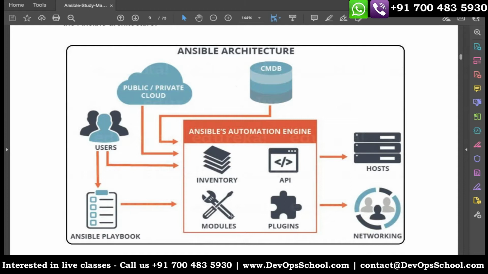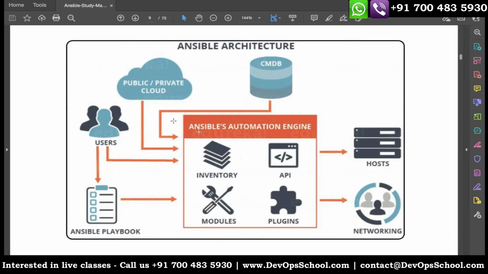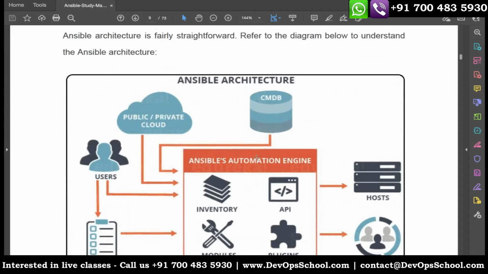Module is nothing but inbuilt Python files that are used to perform some tasks. API will be used to communicate with the cloud environment. Plugins will extend your Ansible's functionality, like caching is one kind of plugin. CMDB is nothing but a configuration management database from where you can pull the predefined configuration that your organization has. And all these tasks will be performed on the host. So this is the basic Ansible architecture that we are looking at.